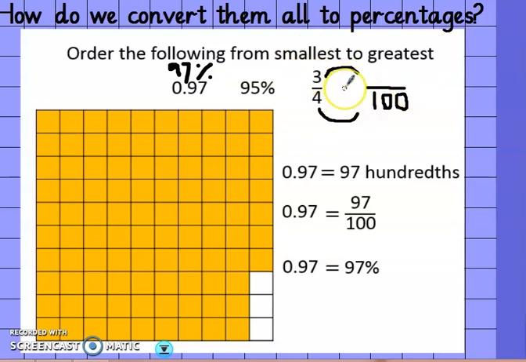Now we need to change this fraction, a little bit harder this time. What is 100 divided by 4? Use the bus stop method if you're not sure, or maybe you know already that that is times by 25, because there are 25 4s in 100. You're going to do the same to the numerator, so 3 times 25, which would give you 75, which is the same as 75%.